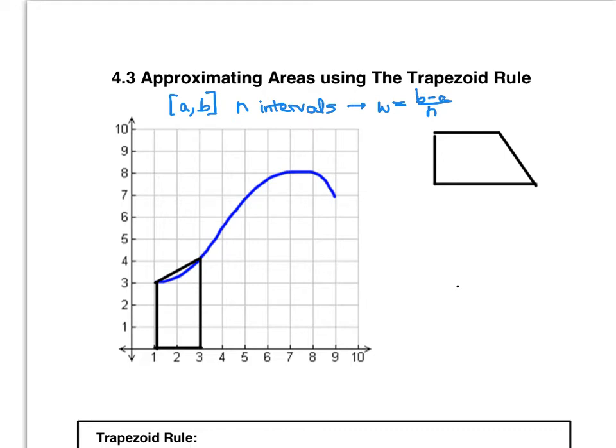Today we're going to look at using equal intervals. So just like we did when we had rectangles, we want to take our interval from a to b and divide it up into n equal intervals. So the width of each interval is going to be equal to (b minus a) divided by n.